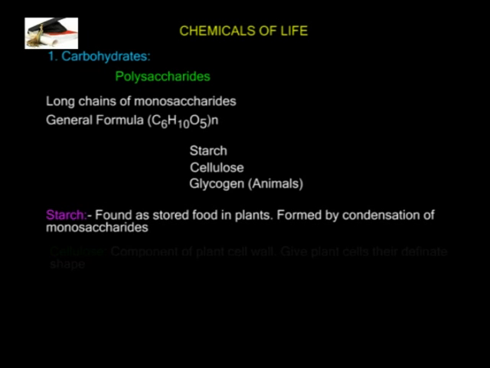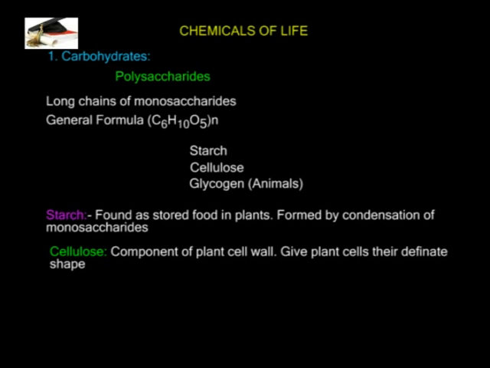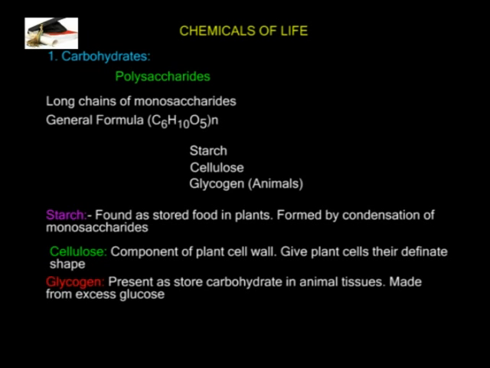Cellulose. Cellulose exists as a compound of the cell wall in plants. It is made up of more molecules of monosaccharides than in starch. Cellulose gives the plant cells their definite shapes. Glycogen. Glycogen is present as stored carbohydrate in animal tissue. Glycogen is synthesized from excess glucose.